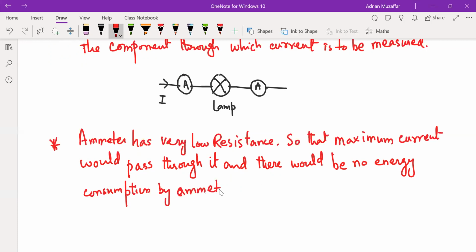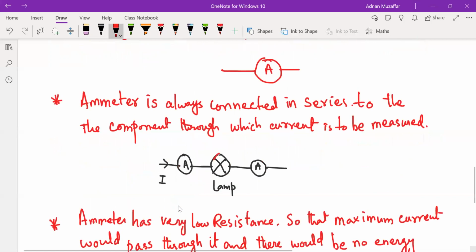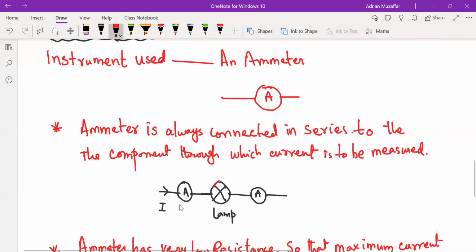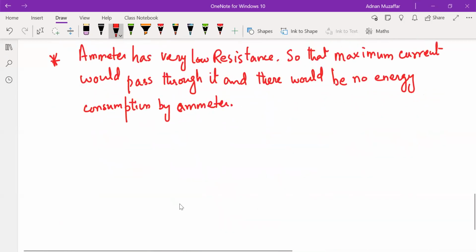It makes sense, by the way. If the ammeter had high or considerable resistance, there could definitely be energy losses here. But we need to allow maximum current through the lamp so that the lamp can light with maximum intensity, or get the maximum energy to be on. So this is one of the major concerns about the ammeter. Remember this thing: an ammeter is always connected in series.